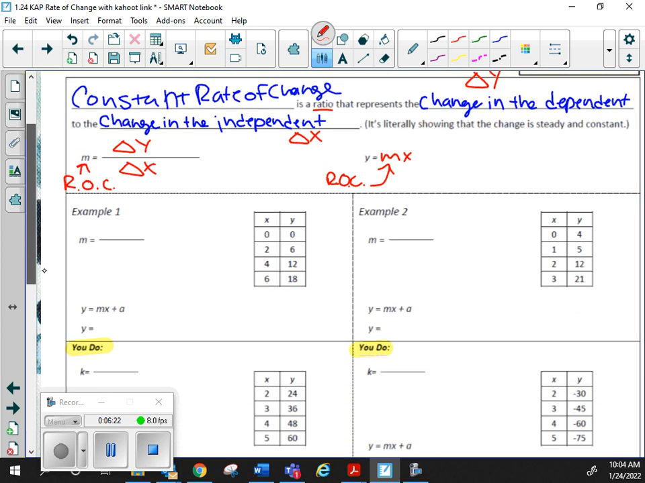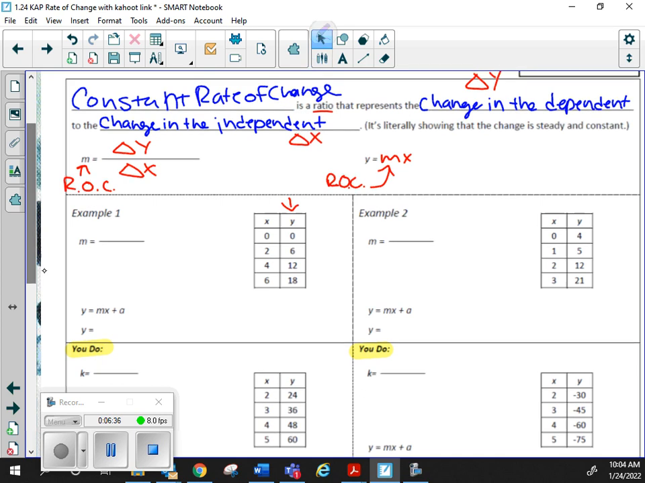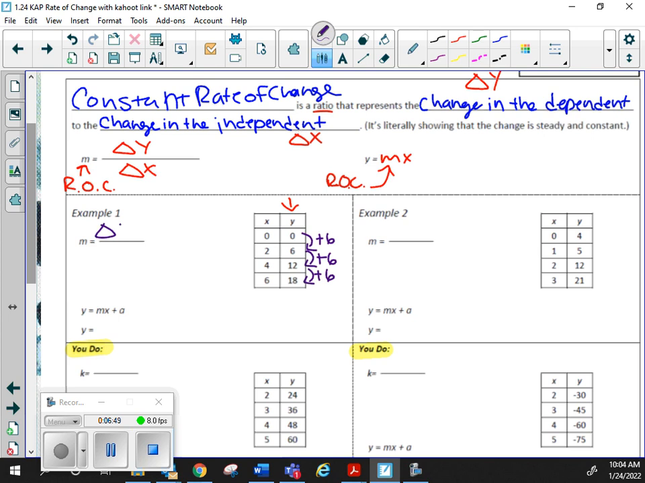So let's do a practice one. The way that we find the rate of change, we're going to tweak it a little bit from how we looked at multiplicative before. I'm going to look at the change in Y. I'm going to look at my Y column and figure out what is changing each time. What is changing when I go from 0 to 6? Plus 6. Is that happening always? Is it a constant? It is. So that change in Y is equal to 6.